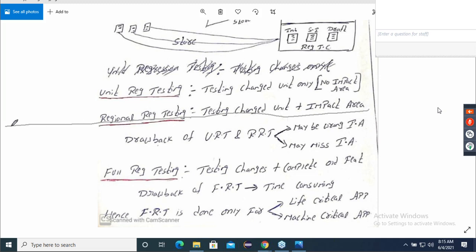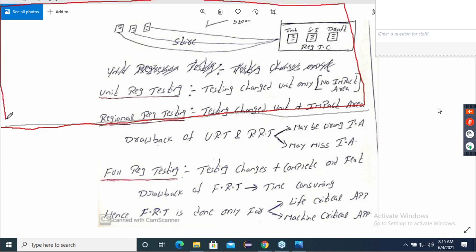In those two types of regression, unit regression and regional regression, even unit, inside that module we are identifying the impact area and we are testing. When I say regional, at module level we are doing this regression testing. Now they say the drawback of unit and regional regression testing is that we may pick some wrong impact area. Since I don't have good product knowledge, instead of picking the correct impact area, I'm picking a wrong impact area. And the second problem is we may sometimes miss the impact area also.